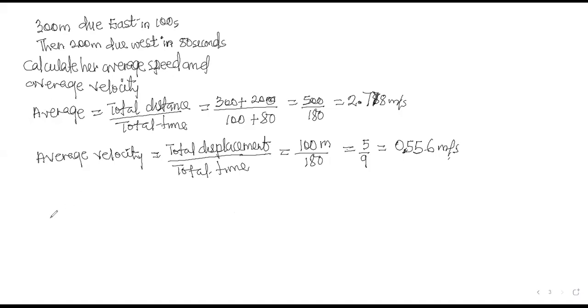Listen to the question. Jill walks at a constant speed to her friend's house, which is 120 meters away in 60 seconds.